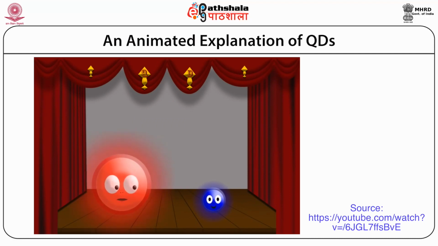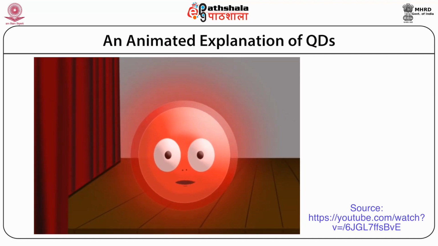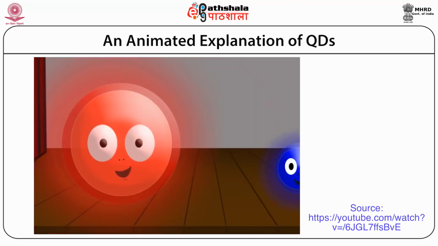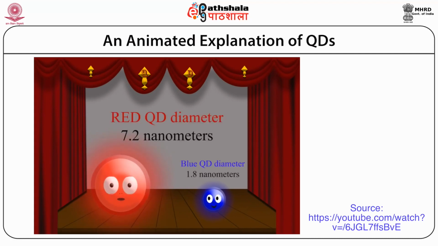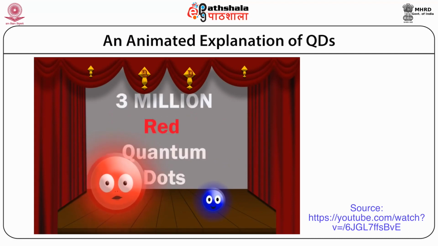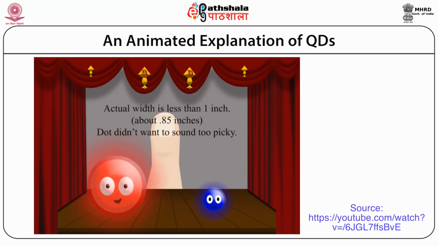Well, let me see if I can make it easy for you. We're nano-sized particles that have very special, downright surprising characteristics at our small size. How big is nano? Well, we can't be seen with the naked eye, or even with the kind of microscope that you have in your school science lab. Let's see. I'm about 7.2 nanometers wide, and if you lined up about 3 million red quantum dots like me, side by side, they would be about the width of a human thumb, or about 1 inch.